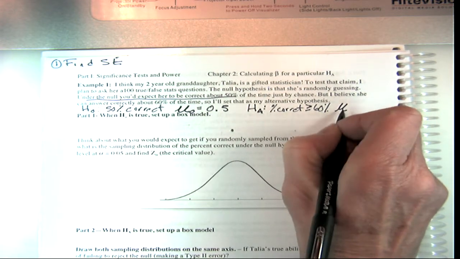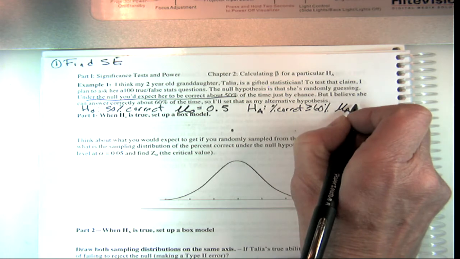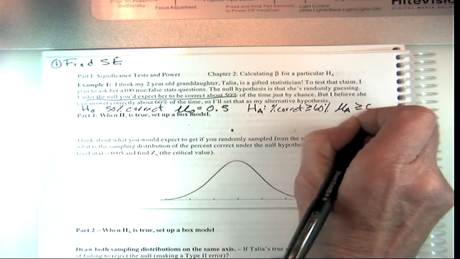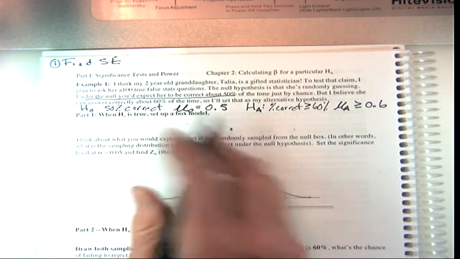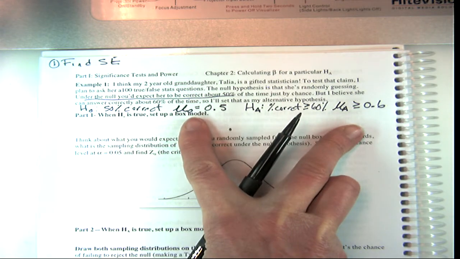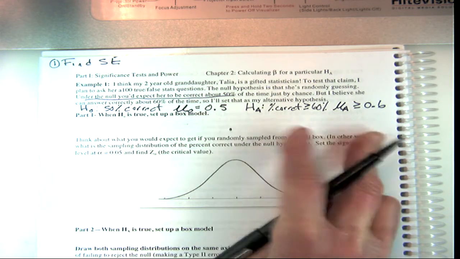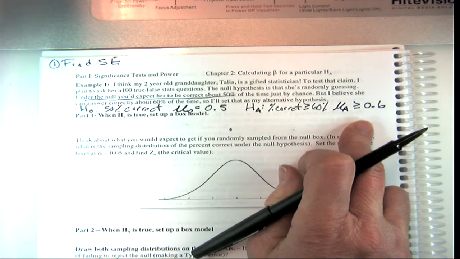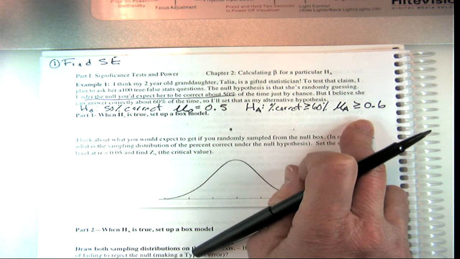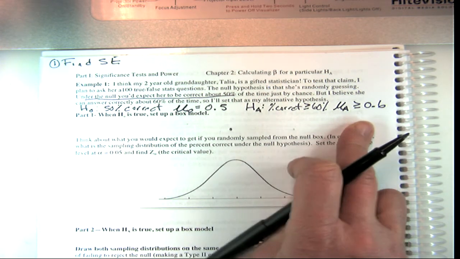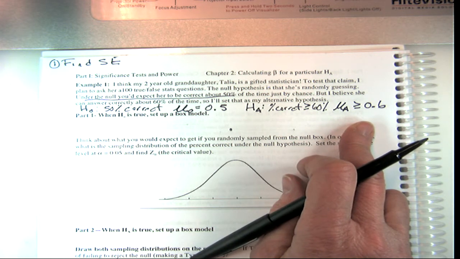Mu, the average alternative, is greater than or equal to 0.6. All right, so those are our null and our alternative. And it's one-sided because I'm trying to prove that she's smart, not that she's just unusual. If it was two-sided, it would be, I know she's just not guessing.